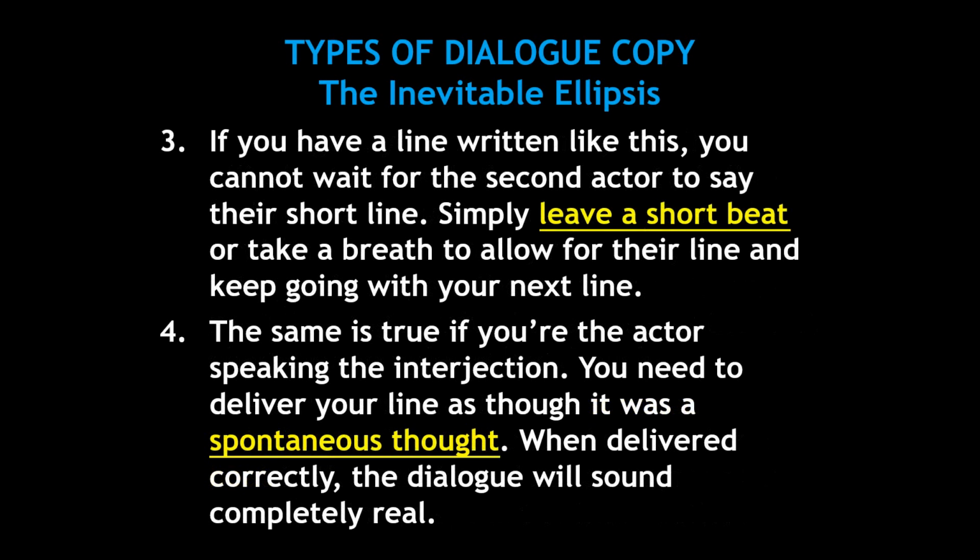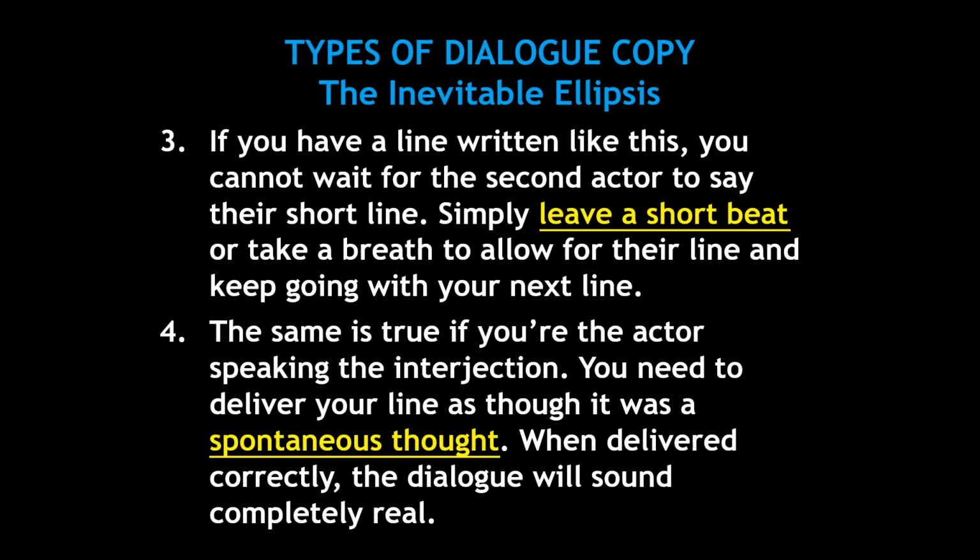slip something in. If you have a line written like this, you can't wait for the second actor to say their short line. You simply leave a short beat or take a breath to allow for their line and to keep going on with your next line. It's one case where, by and large, you want to ignore the second character. Go on with your thing. Now, if you are the second character, you need to deliver your line as though it was a spontaneous thought. When delivered correctly, the dialogue will sound completely real. So timing here is of utmost importance.